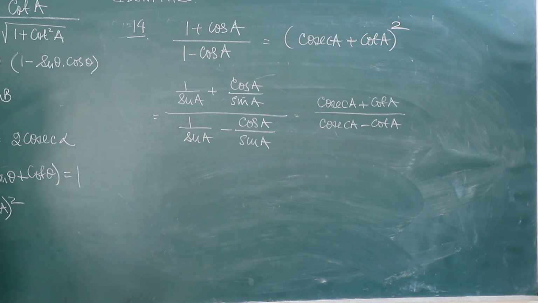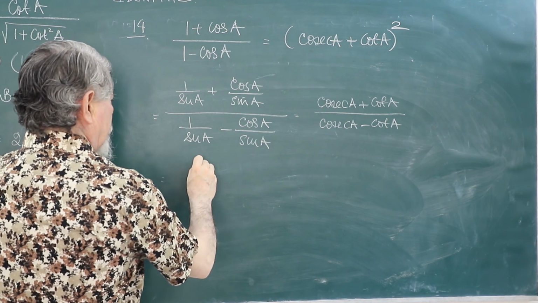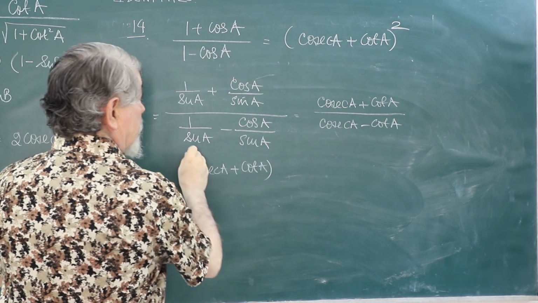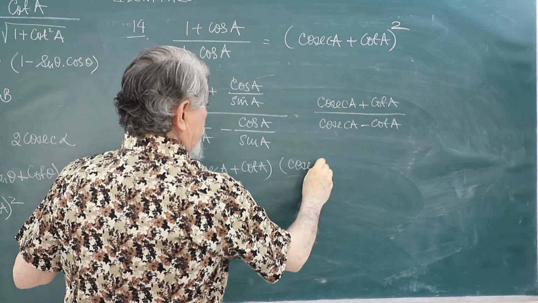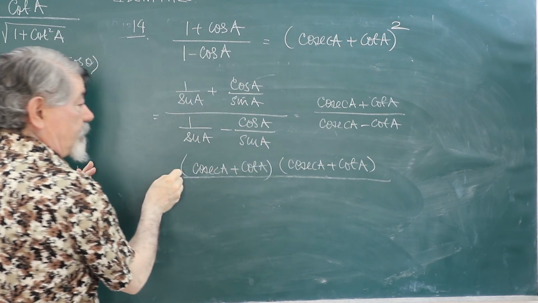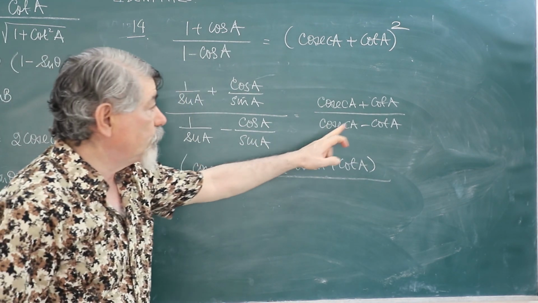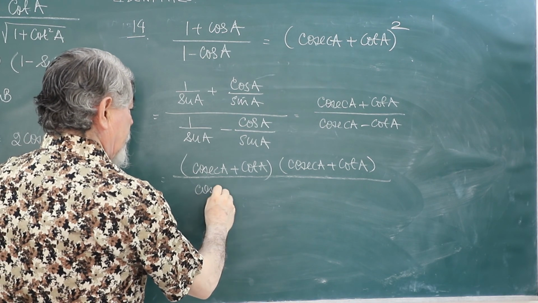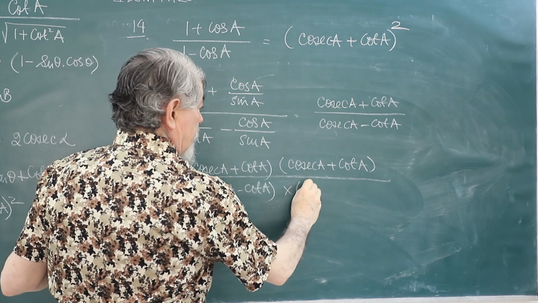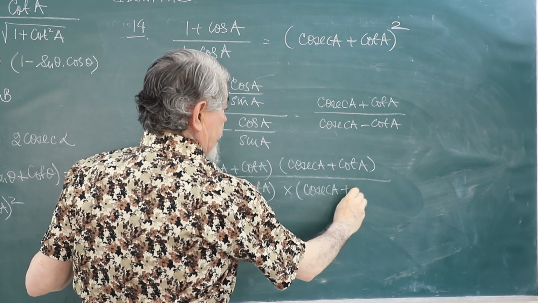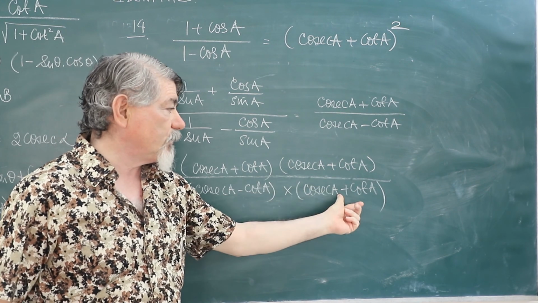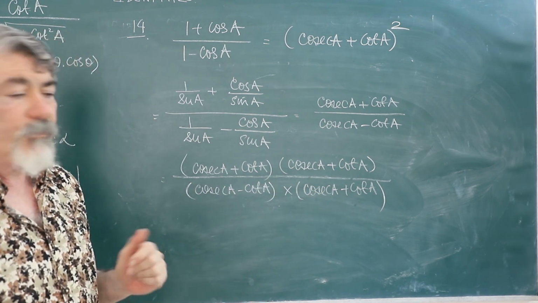What we are going to do is rationalize. That is, cosec A plus cot A into cosec A plus cot A. In the denominator it was cosec A minus cot A, so I multiplied the numerator and denominator by cosec A plus cot A. We are multiplying numerator and denominator by the same cosec A plus cot A. That means we are multiplying the whole expression by 1 only.